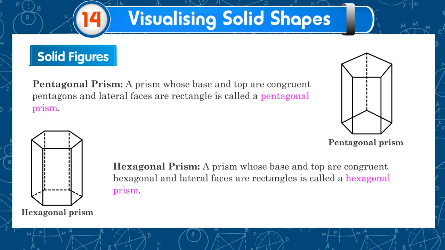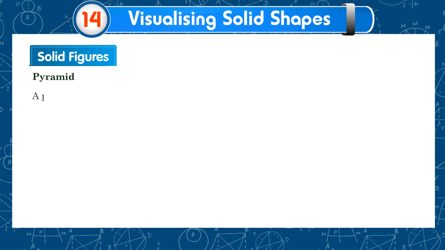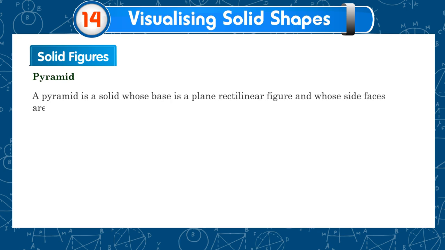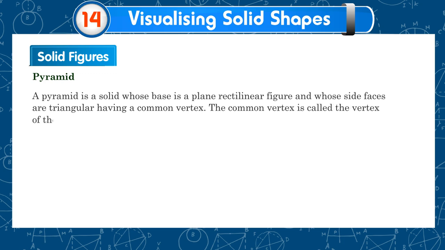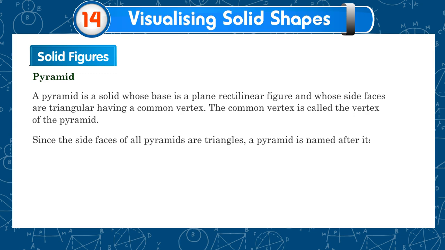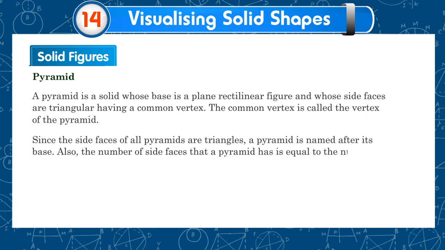Pyramid. A pyramid is a solid whose base is a plane rectilinear figure and whose side faces are triangular having a common vertex. The common vertex is called the vertex of the pyramid. Since the side faces of all pyramids are triangles, a pyramid is named after its base. Also, the number of side faces that a pyramid has is equal to the number of sides in the base.